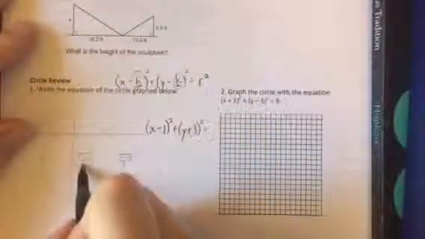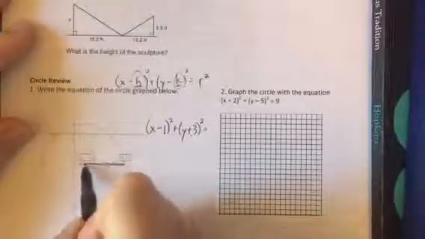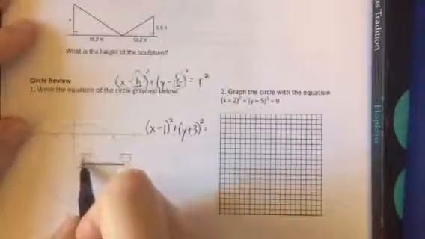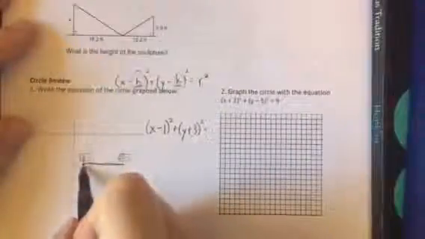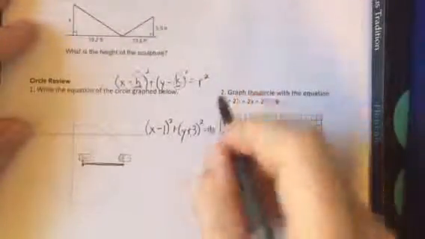So if you go from the center to the outer edge, that's 4 spaces, because here this is x value 1, and this is x value 5. So that means I've gone 4 spaces. So the radius is 4, which means the radius squared is 16.